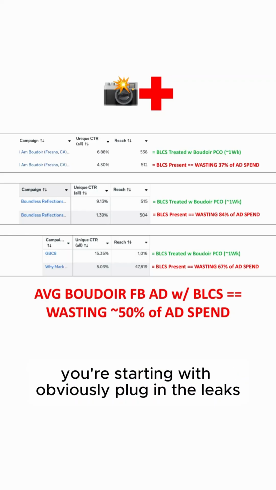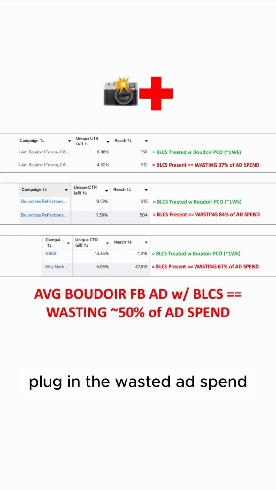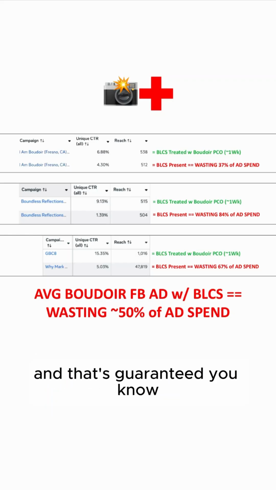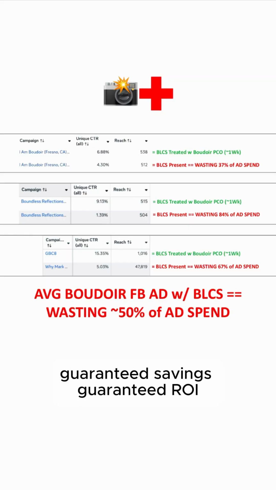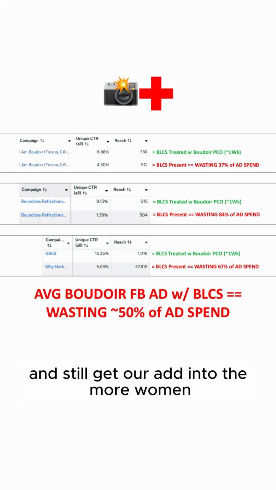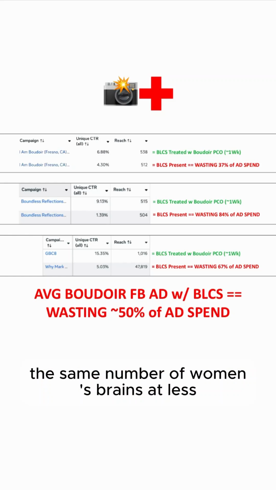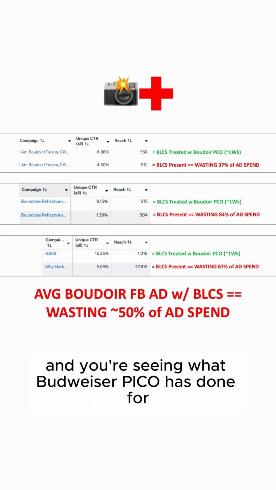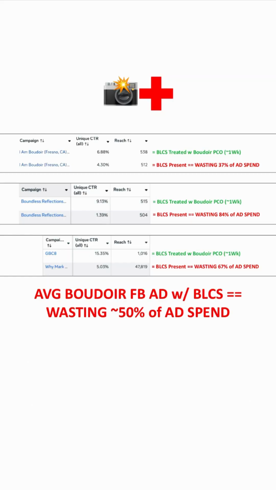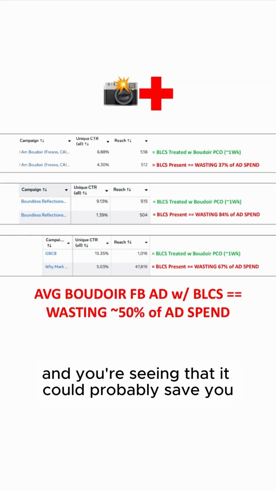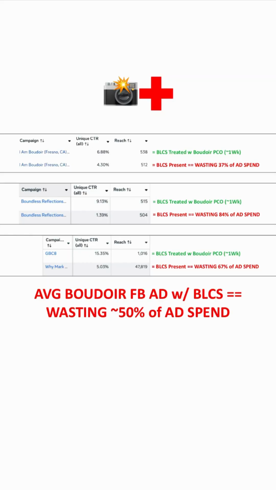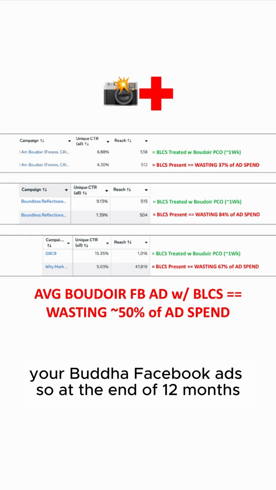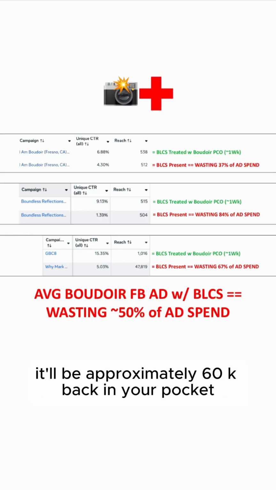You're starting with, obviously, plugging the leaks, plugging the wasted ad spend. I mean, that's the easiest thing, because when we eliminate that, we can bring our costs down, and that's guaranteed savings, guaranteed ROI, and still get our ad into the same number of women's brains at less cost, less spend. And you're seeing what Boudoir Pico has done for other Boudoir Facebook ads, and you're seeing that it could probably save you, put back in your pocket, approximately 5K every single month that you are running your Boudoir Facebook ads. So at the end of 12 months, it'll be approximately 60K back in your pocket for no extra effort.